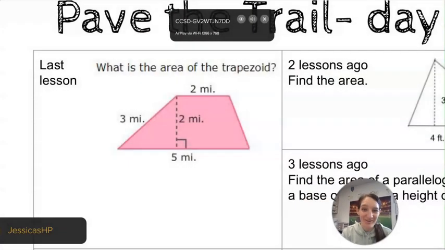Hey, day 84. Here we go. What is the area of the trapezoid?